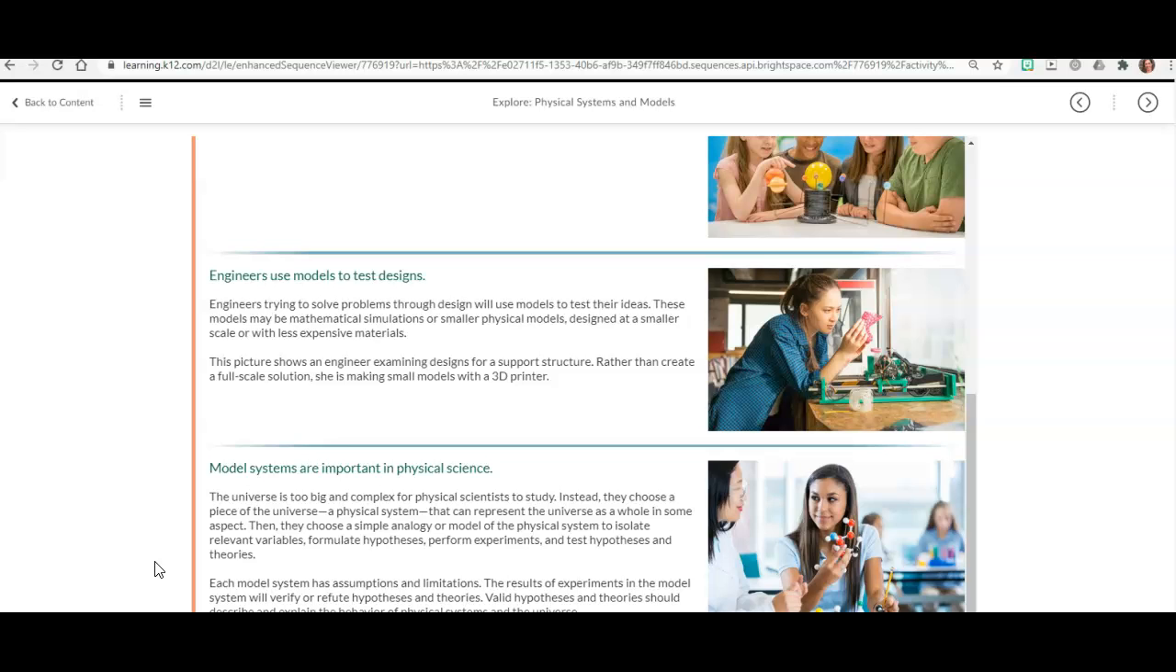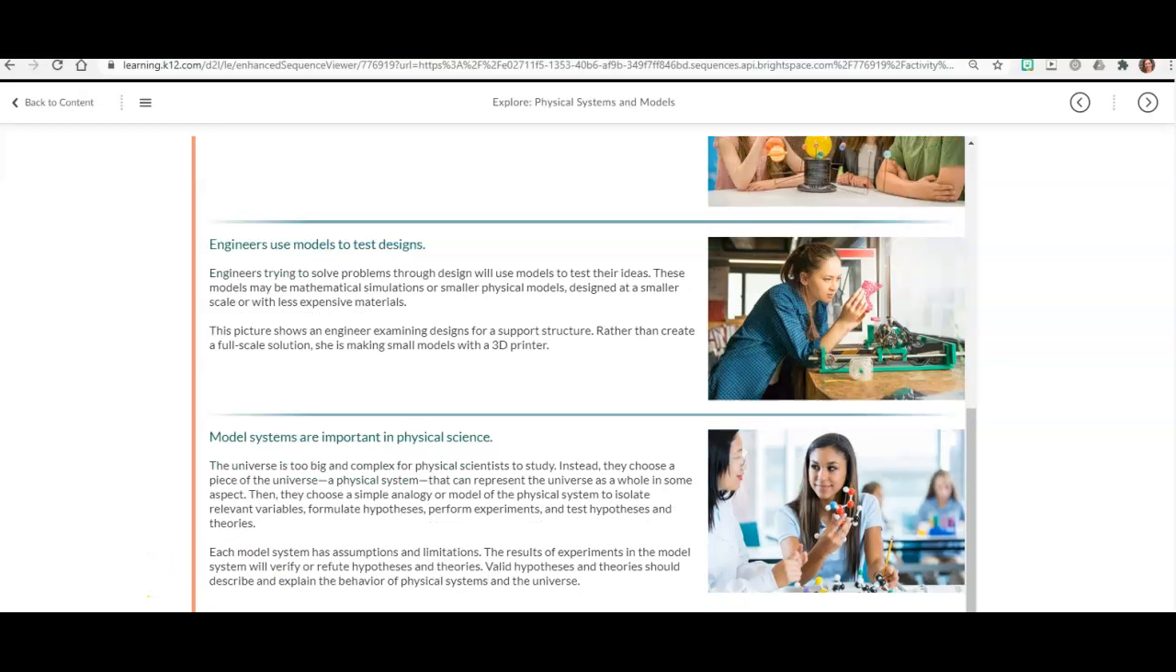Each model system has assumptions and limitations. The results of experiments in the model system will verify or refute hypotheses and theories. Valid hypotheses and theories should describe and explain the behavior of physical systems and the universe.